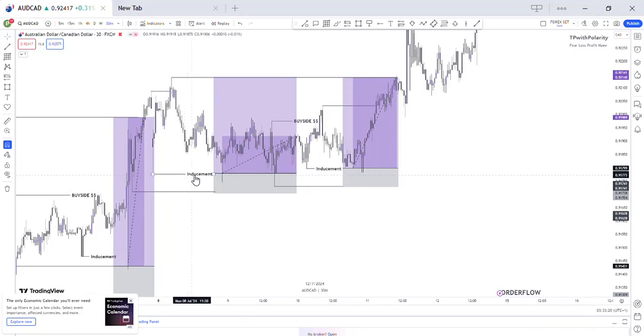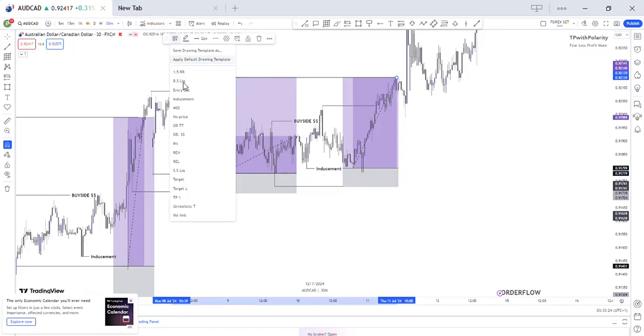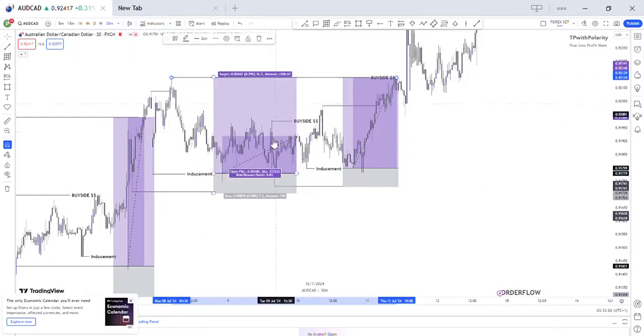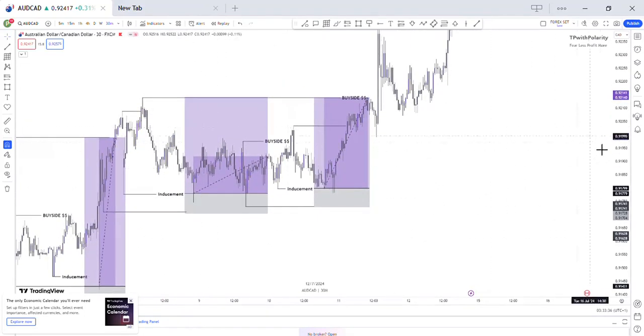This becomes my inducement, and this becomes my external range liquidity. This becomes another buy side liquidity. So I want to be targeting the next buy side liquidity. This turns to my entry, this turns to my protected low. And the cycle continues.